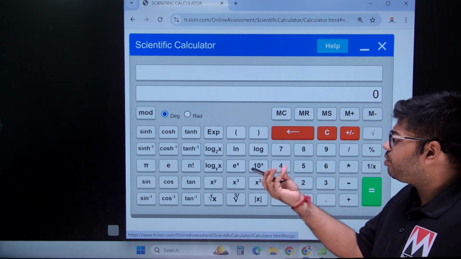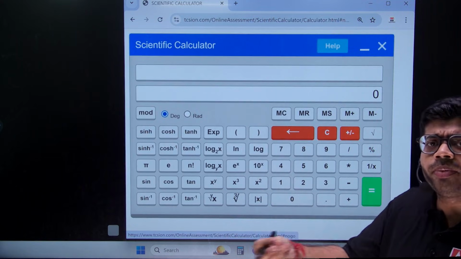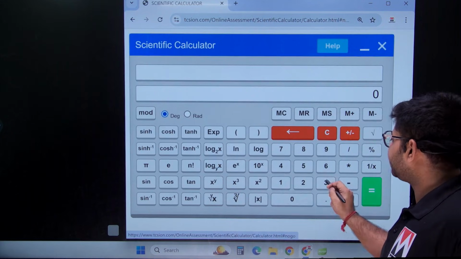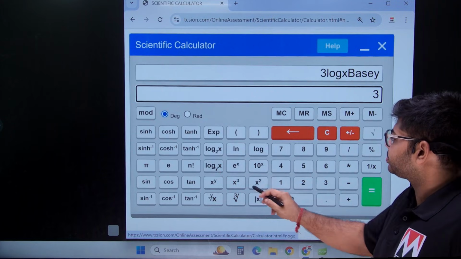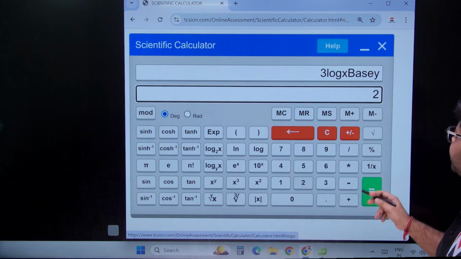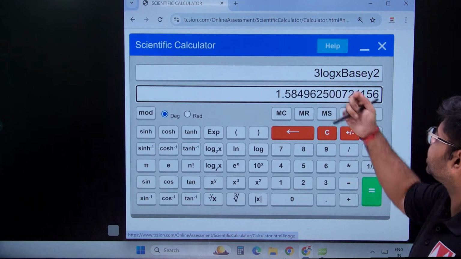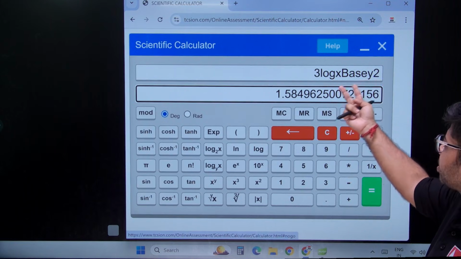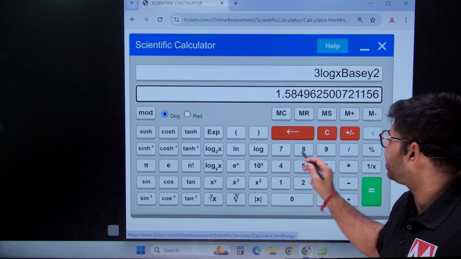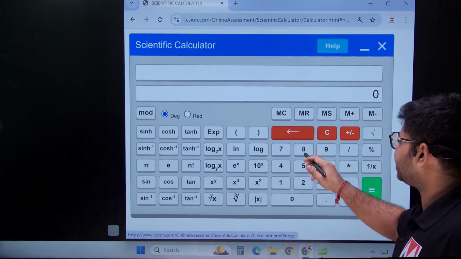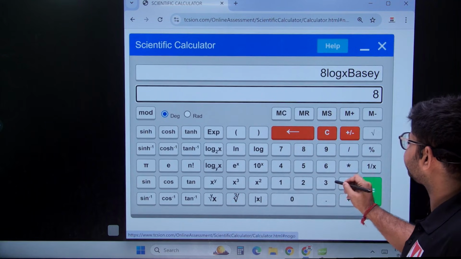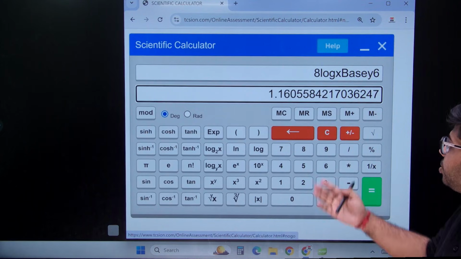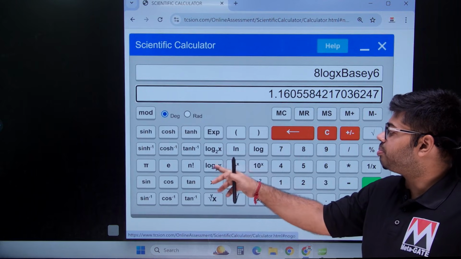Another thing is, suppose I want log 3 to the base 2. Like I want to put my own base. So this is the function. So what you will do is that, so you see, you are good. So this is the log 3 to the base 2. Okay, 3 log to the base 2, right? So you can put your base accordingly. You can change the base accordingly. So to the base 6 I am taking. So this is how you can change your base accordingly.